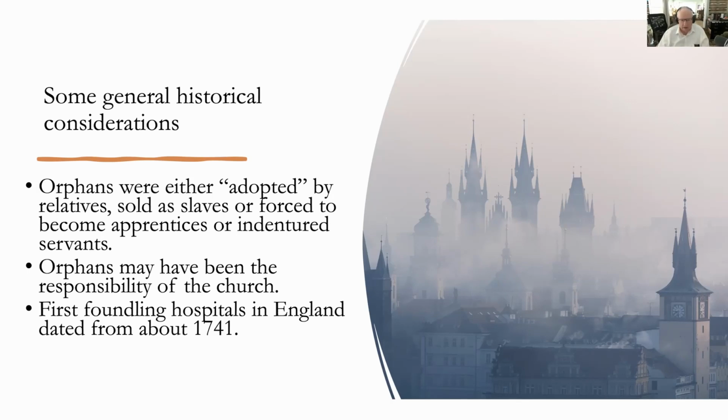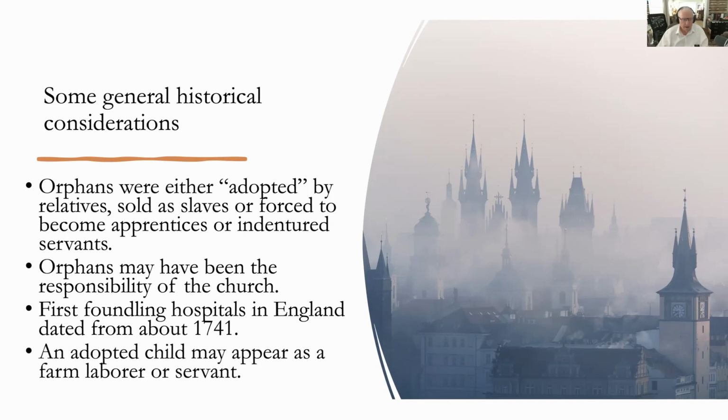In later years in England, they developed what were called poorhouses and the poorhouse unit. And if you want to read about poorhouses, there's a rather extensive article in the FamilySearch Research Wiki, and there are lots of poorhouse records. Those poorhouse records are ways to find children who were orphaned and who were being maintained by either the parish or by the county. An adopted child may appear as a farm laborer or servant.